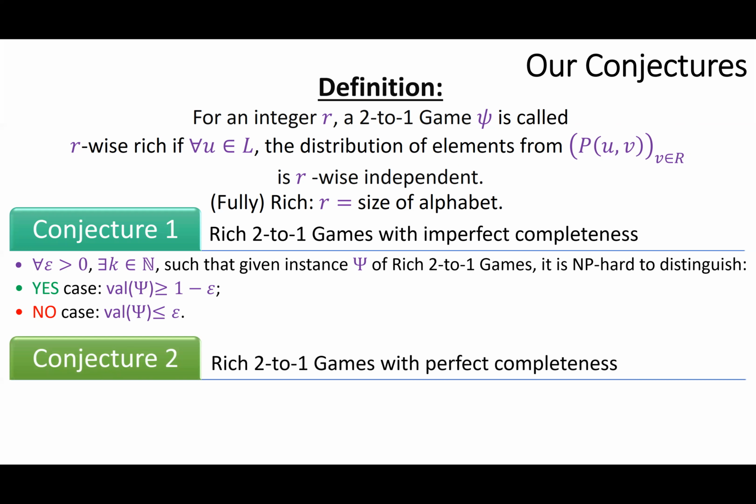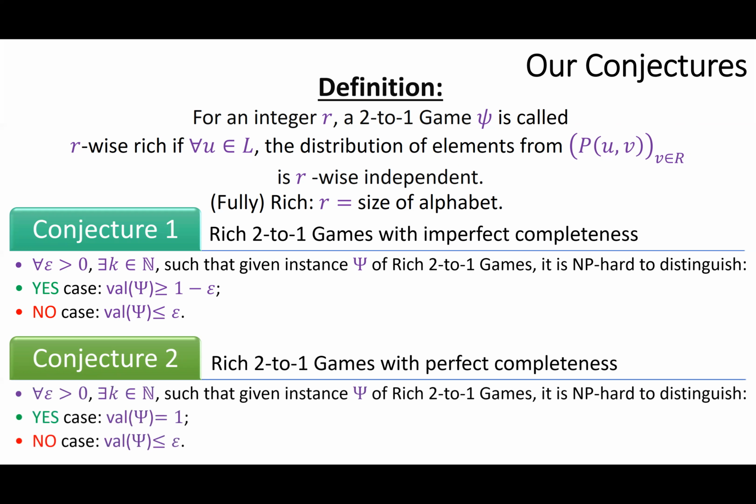But note that now that we're looking at 2-to-1 games, there is no reason to believe that satisfiable instances are easy anymore, unlike unique games. So it makes sense to consider an even stronger conjecture, which I call here conjecture 2, which asserts that for every epsilon greater than 0, for sufficiently large alphabet, if I give you a fully rich 2-to-1 game, it's NP-hard for you to tell me whether it's fully satisfiable or at most epsilon satisfiable.